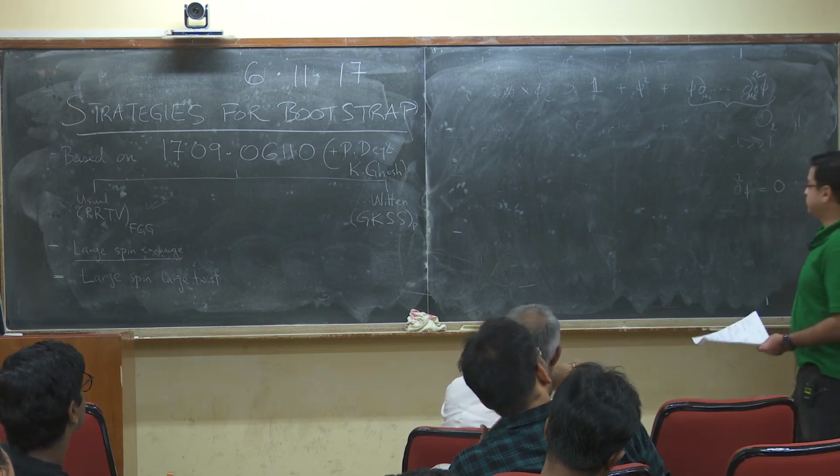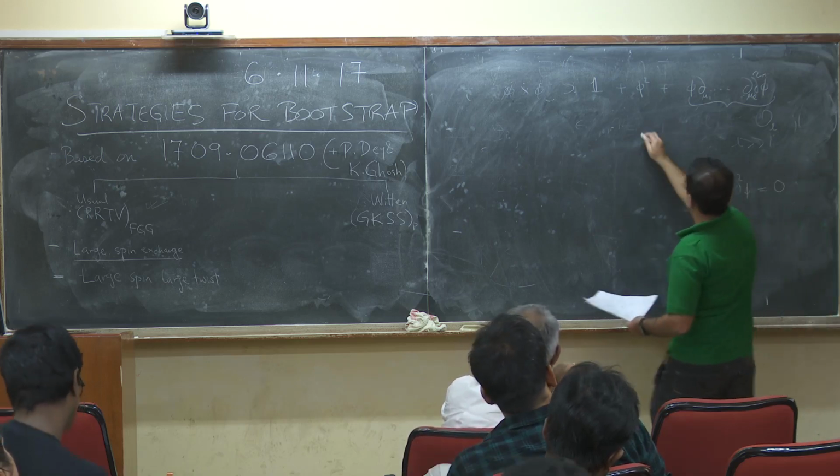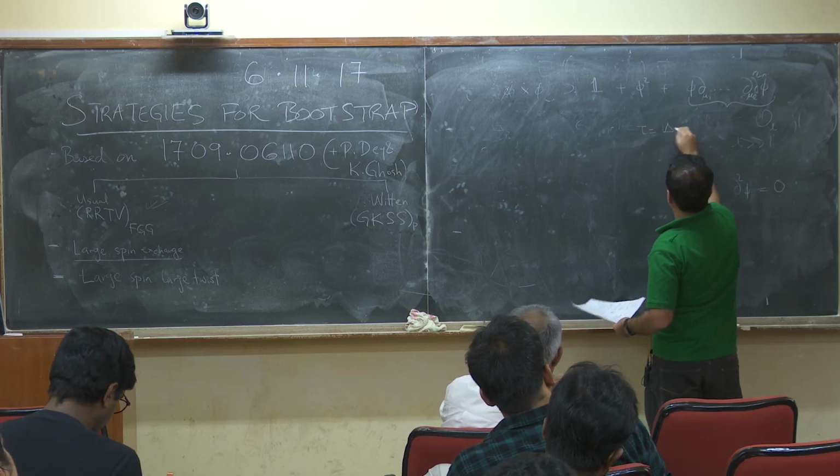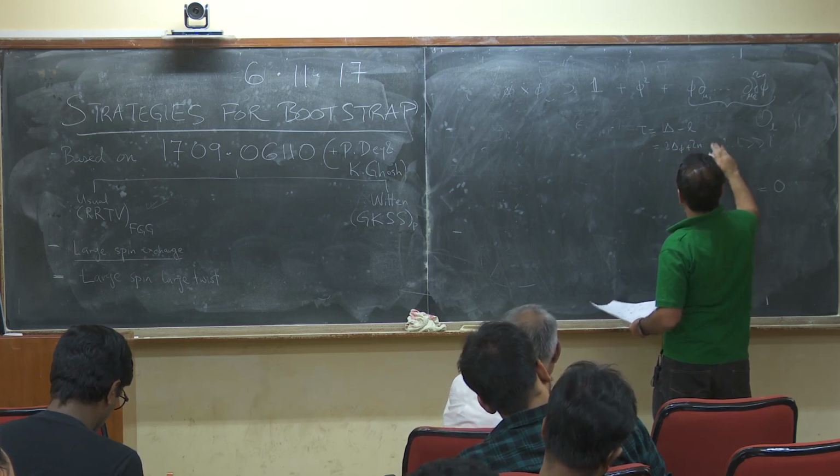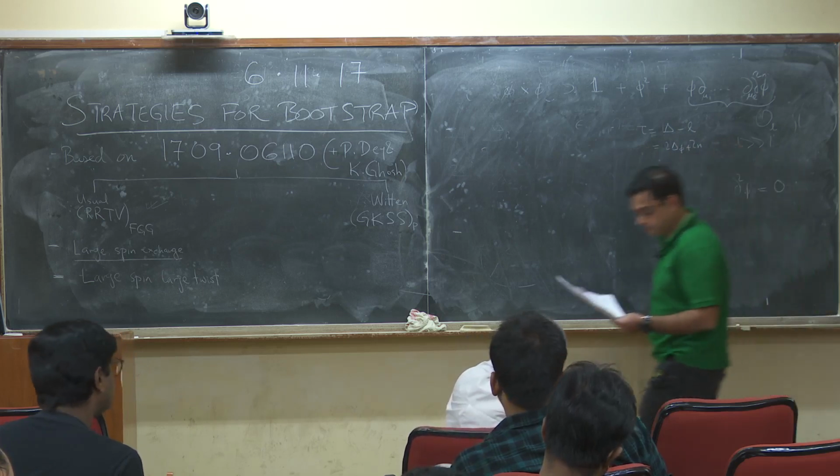Well, twist, whatever. Twist is delta minus L. The dimension of this is 2 delta phi plus 2n plus L minus L. So it's 2 delta phi plus 2n. That's the twist.